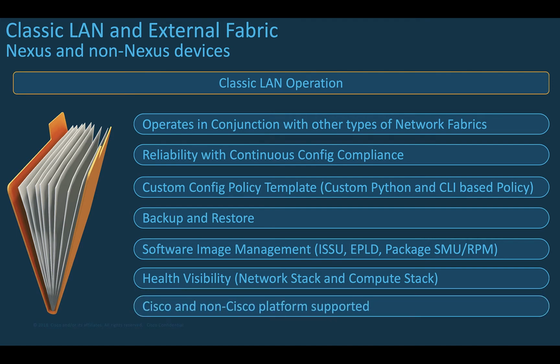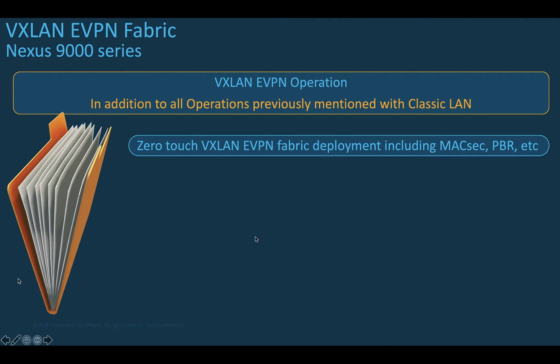And finally, DCNM is not limited to Nexus devices, but it can manage and operate Catalyst devices, ISR series, basically IOS XE and IOS XR, or even non-Cisco network devices, such as Arista devices. Now, in addition to all the features supported previously that we mentioned with classic LAN and external fabric, DCNM has been designed above all to automate the VXLAN EVPN fabrics with zero touch, if this is your wish.